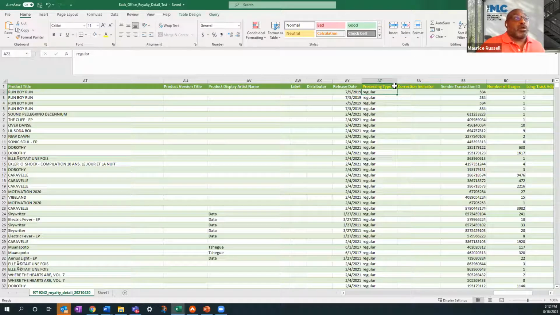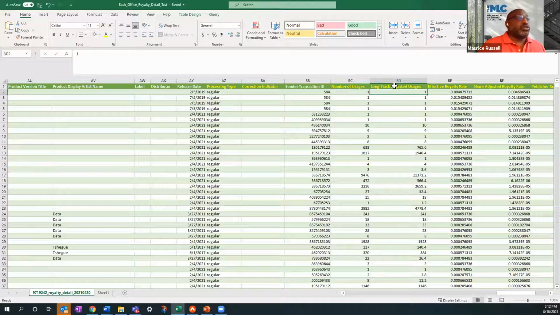It could also apply to adjustments of prior period royalties. And in the event that that's the case, the correction indicator would also be populated. So the processing type would be reprocessing, and the correction indicator would be populated with either correction, which means the amount is a positive amount, or a reversal, which means that it is a debit amount.